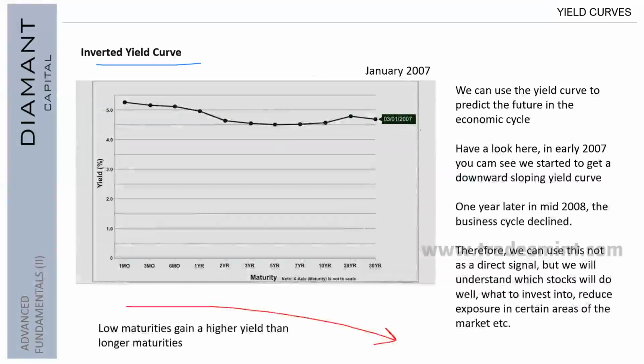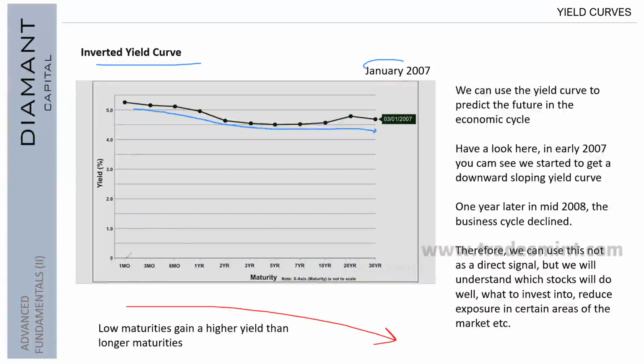So, the inverted yield curve. We can use the yield curve to predict the future of the economic cycle, as we just explained. Now have a look here. In early 2007, you can see that we started to get a downward sloping yield curve. So this is in January back then, and we started to get a downward yield curve.